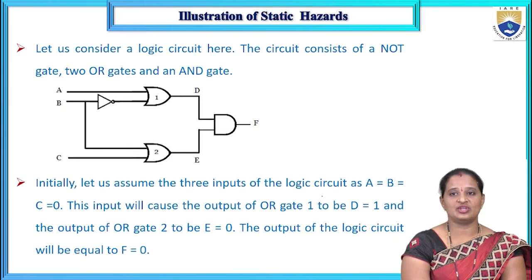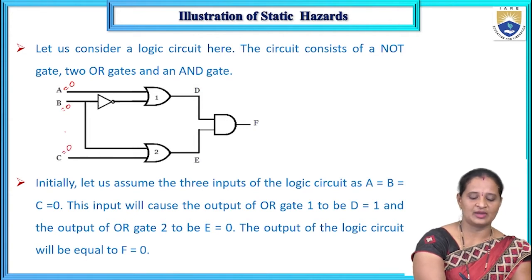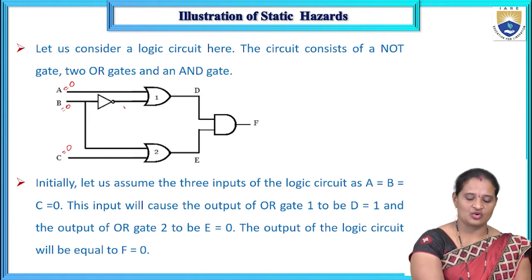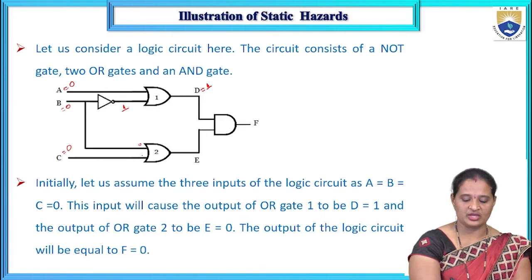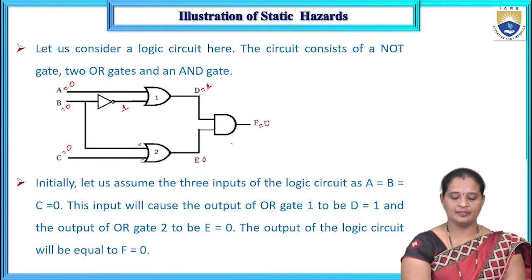First, let us assume that initially the 3 inputs of the logic circuit are 0. Then in that case, the output of this inverter is 1. As these are the OR gates here, the output of the first OR gate, which is nothing but D, becomes 1. Whereas the output of the second OR gate, where both the inputs are 0, is 0. And the outputs of these 2 OR gates are given to the AND gate. So the function output will be 0.